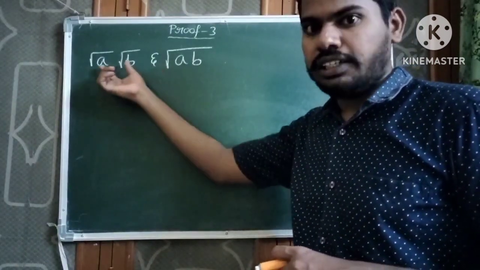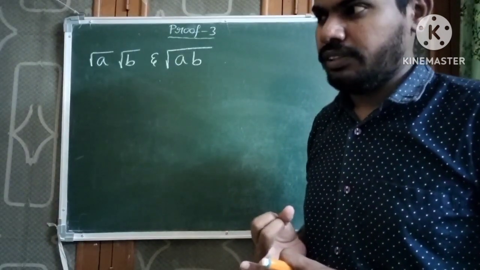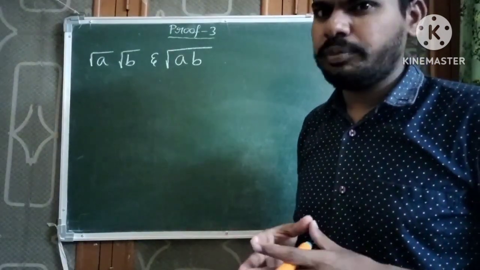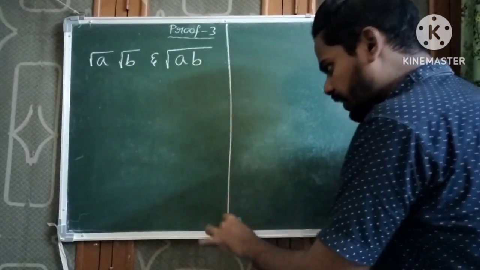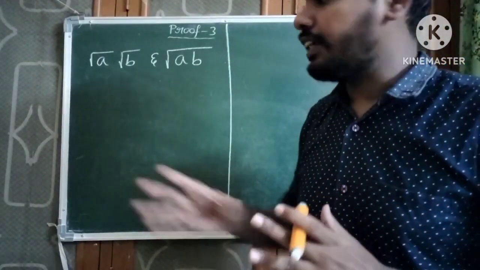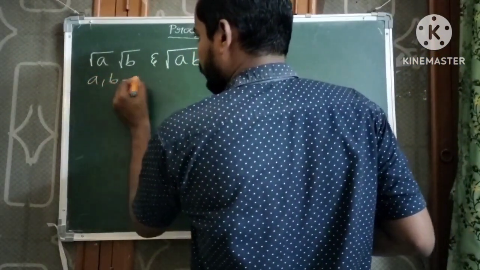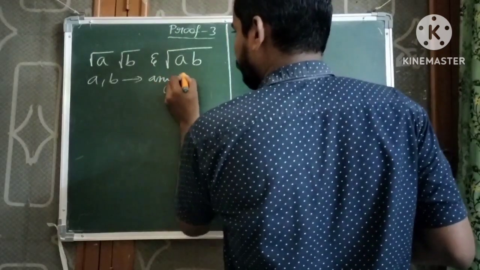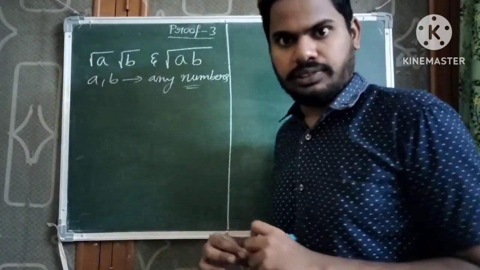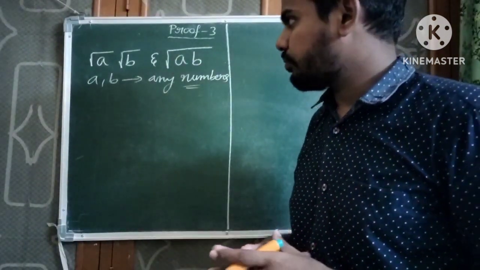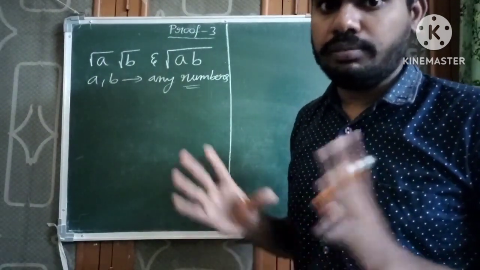You come across this type of expressions in surds, complex numbers, okay? And even in the exponents and powers concept. So here our goal is to find the relationship between root A into root B and root AB. Here A and B are any numbers. They may be real or complex. Any two numbers. Real numbers are fine, complex numbers are also fine.